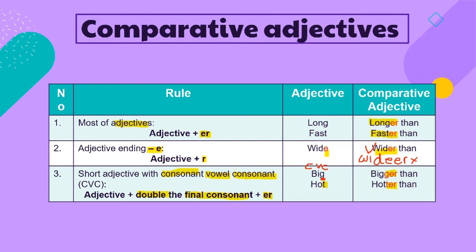After the comparative adjective, you put, okay, my pointer please. Where's my pointer? With the blue one. You put "than" after the comparative adjective. What's "than"? "Than" is daripada. Longer than, lebih panjang daripada. Faster than, lebih cepat daripada. So that's it. Remember? Adjective plus er or r, and then you add "than". Okay, easy, right? Easy.